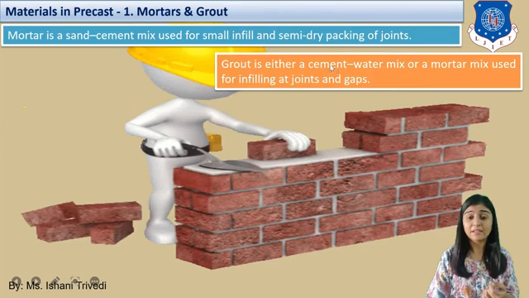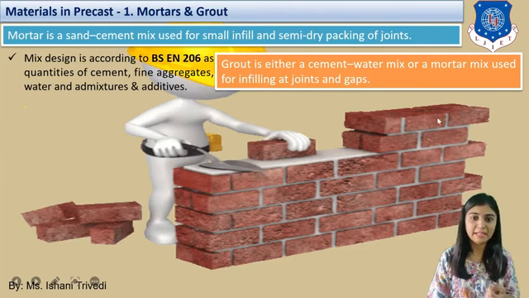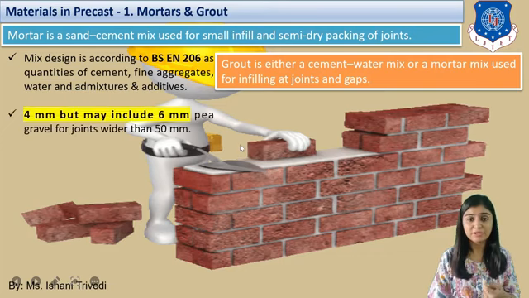Grout is either a cement mortar mix or a mortar mix used for infilling joints and gaps, right? For the joints and gaps which we are going to deal with in precast, the material grout will be used. Sometimes chemicals can also be added in grout for more binding property. Next, mix design will be done according to BS EN 206, which we have already discussed. I think I have been through all of these things already.